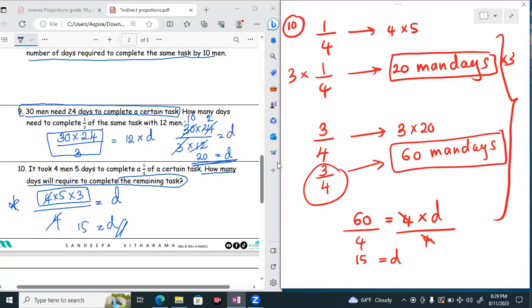That's why I multiply this 4 times 5 by 3. Did you understand? Yes. Then 3 times 20 is 60. Then it means 3/4 is equivalent to 60 man days.